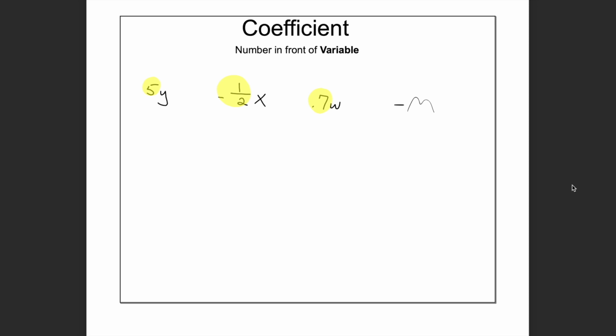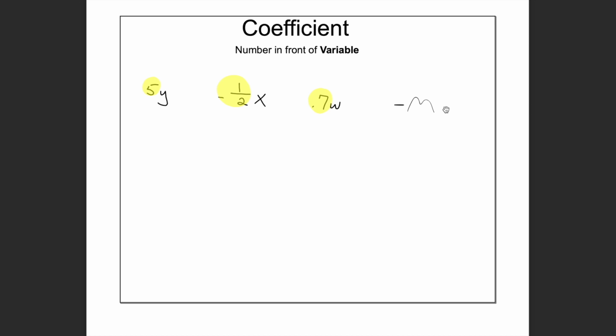So, reminder, the number in front of the variable is called the coefficient. Here we have 5y, so the number multiplying the variable, the number in front of the variable, is 5, so the coefficient is 5. Negative 1/2 x, the thing multiplying by x is negative 1/2. The coefficient is negative 1/2. Here, the coefficient is 0.7. 0.7w, what's multiplying by w? 0.7.